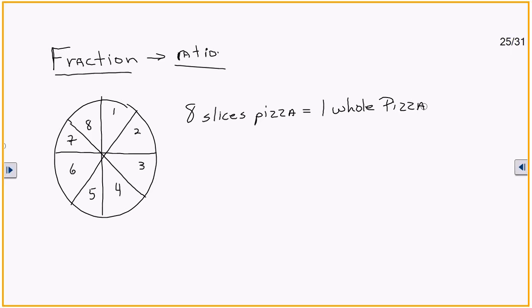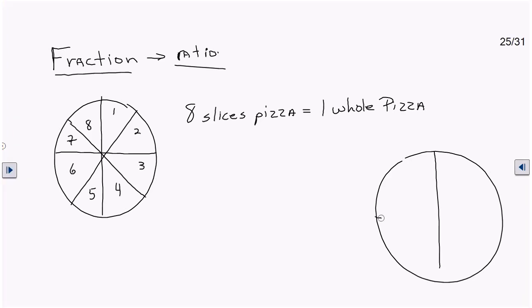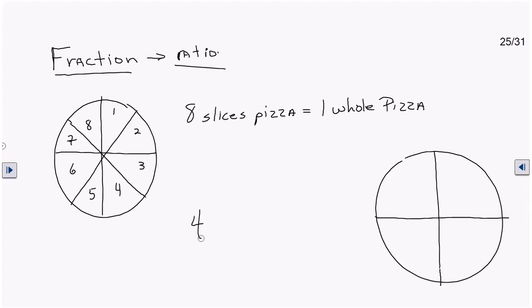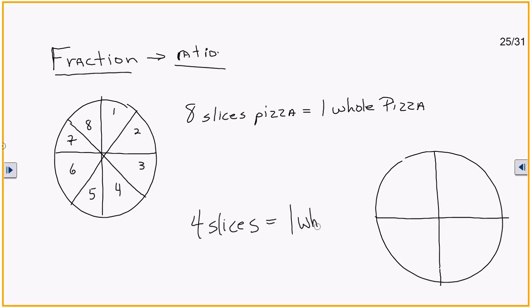Now, I'm also going to take this same pizza and cut it differently. So I go over here and take another pizza, the same type of pizza, and I just cut it into 4 slices. Well, that's the same thing. This pizza, 4 slices of pizza, is equal to 1 whole pizza. Now my question to you, is the pizza the same size? Yes.